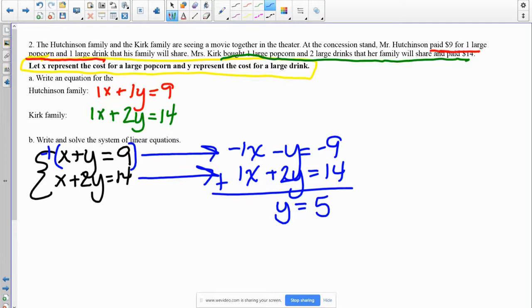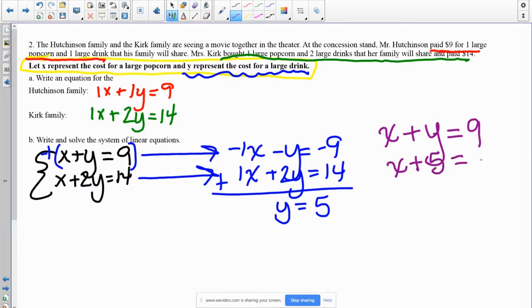So that was pretty sharp and pretty quick there. I got to the answer of y equals 5. Now think back, what does y equal? Well, y is the cost of a drink. So I know that right now the large drinks cost me $5. So now I'm going to use one of my equations from the top. And I think it's easiest to use the top one because it was x plus y equals 9. Well, I know that the drink is already $5, so x plus 5 equals 9.